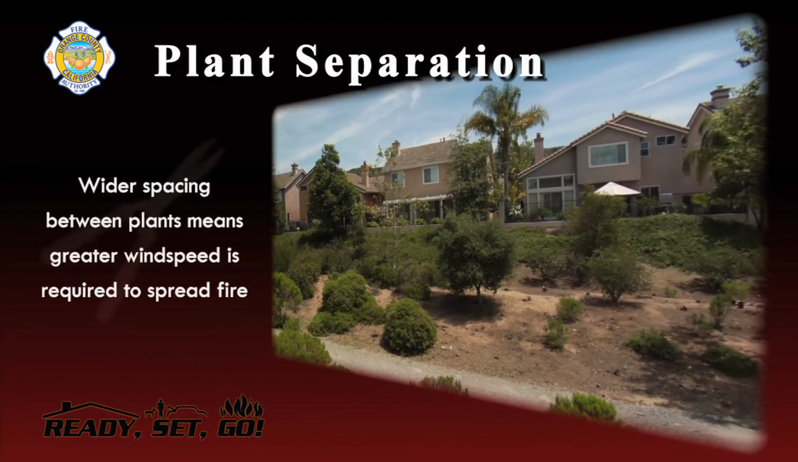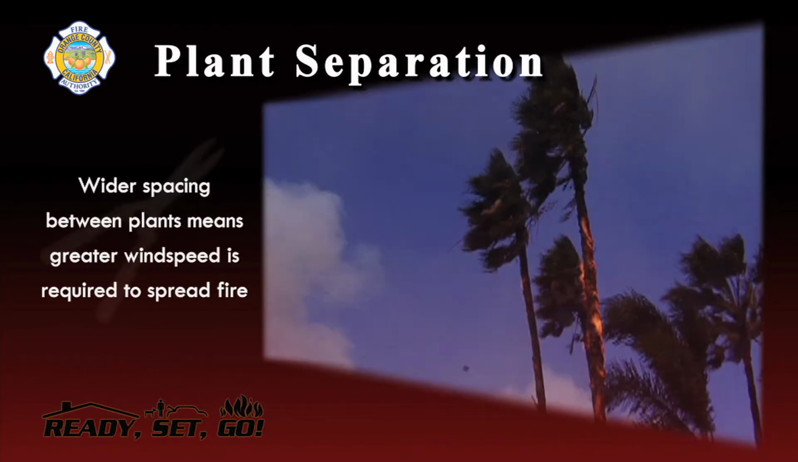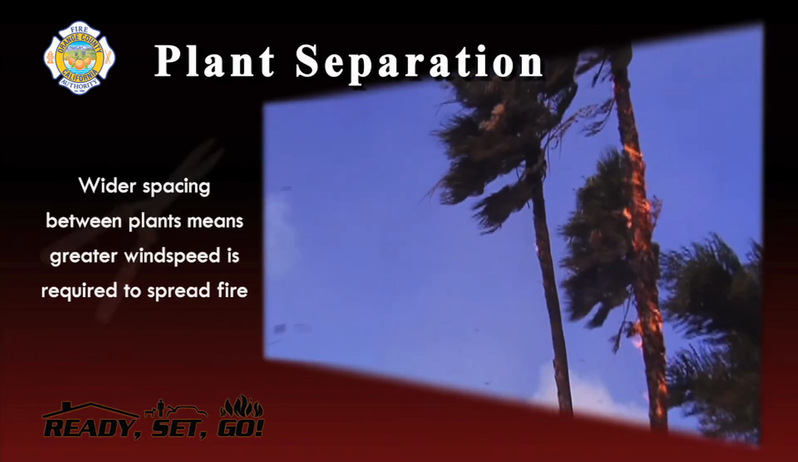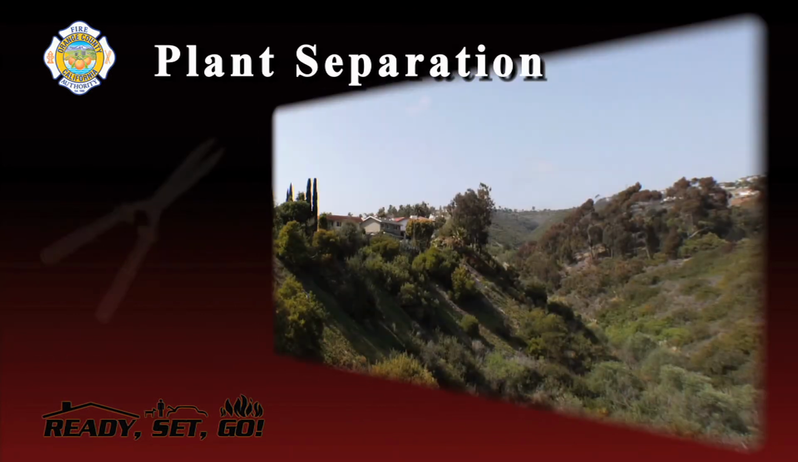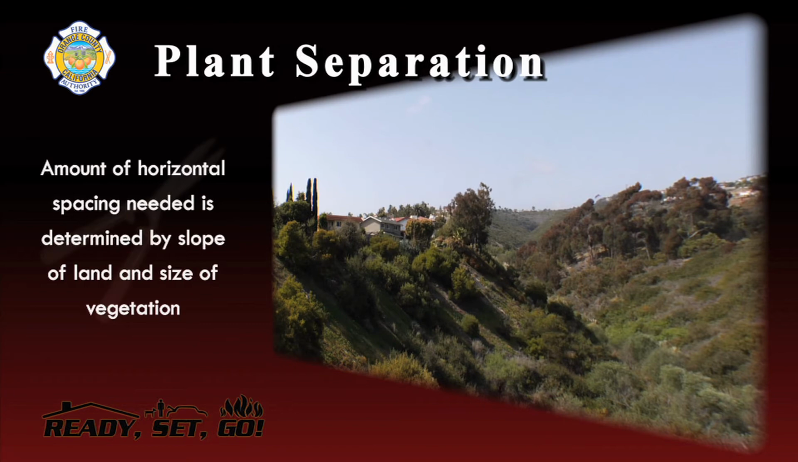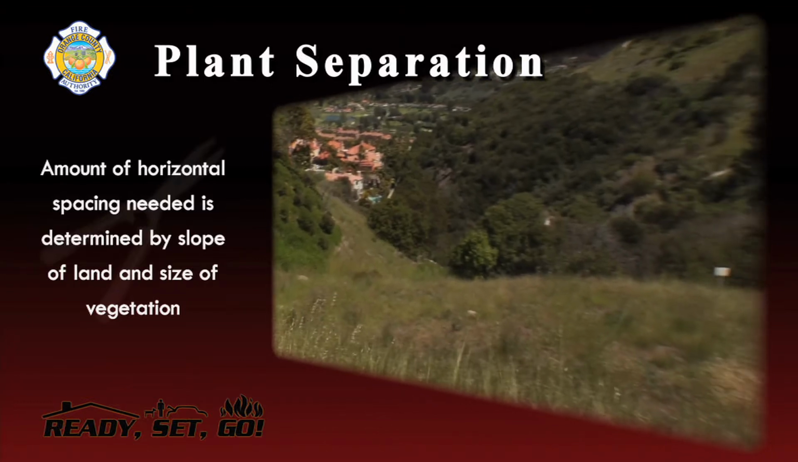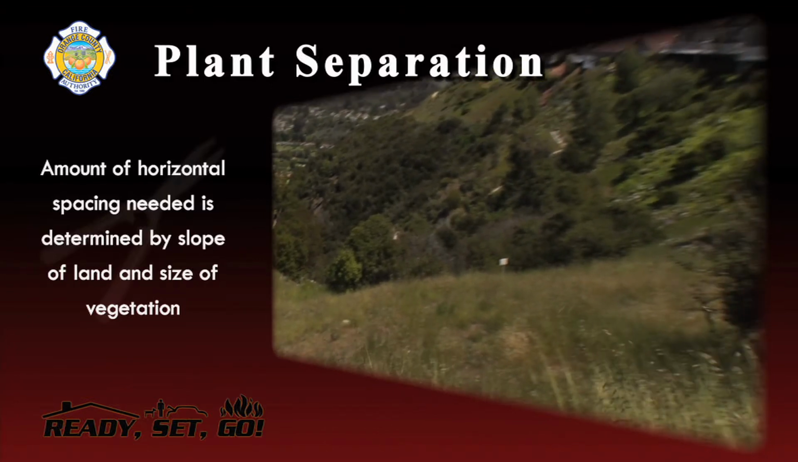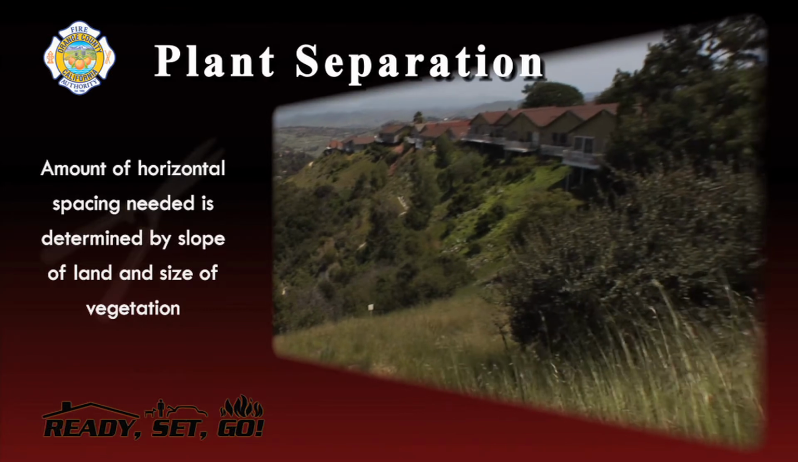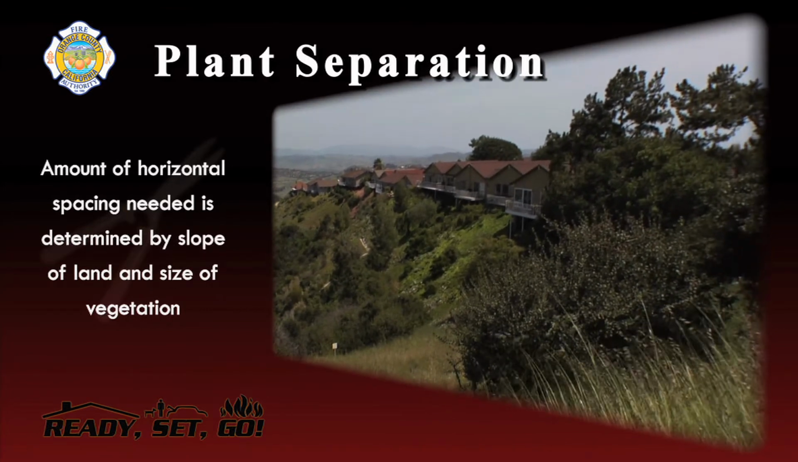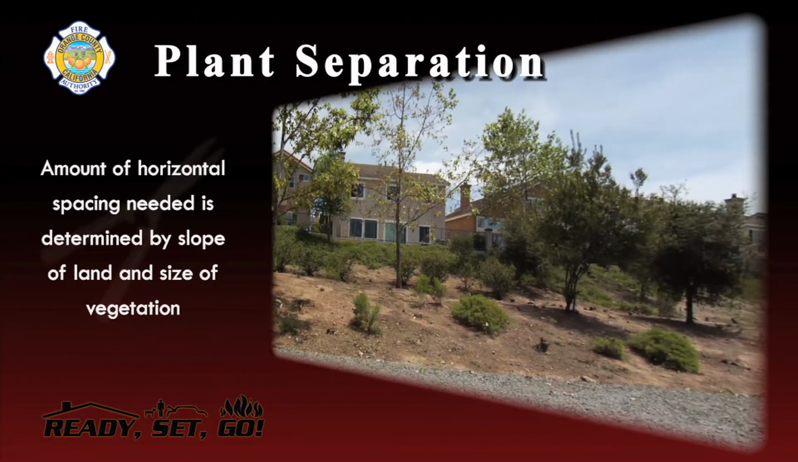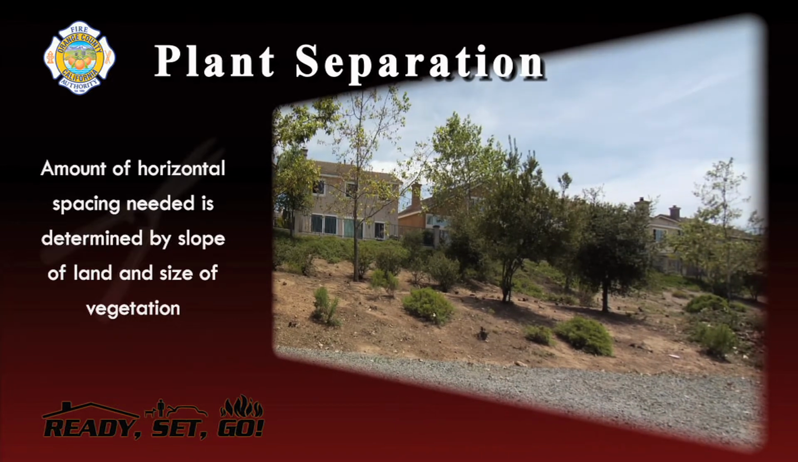Also, the wider the spacing between plants, the greater the wind speed must be to spread fire from plant to plant. In most cases, the amount of horizontal space needed is determined by the slope of the land and the type and size of vegetation. For example, property on a steep slope with large, thick vegetation requires greater spacing between trees and shrubs than property with no slope and small, sparse vegetation.